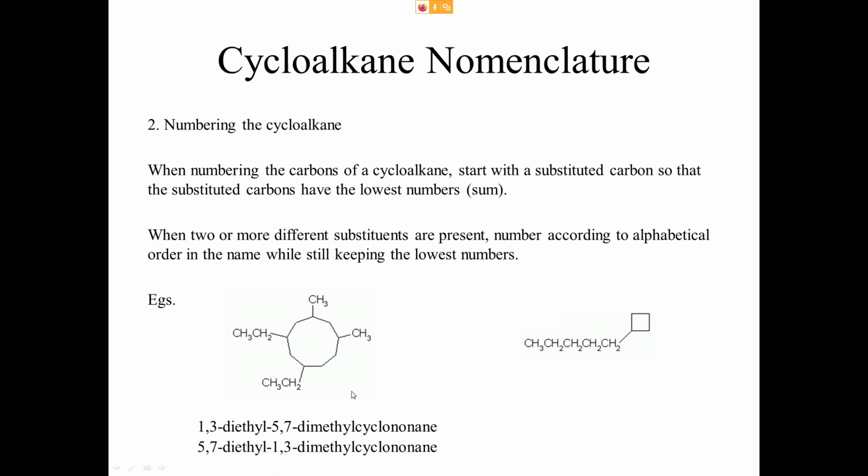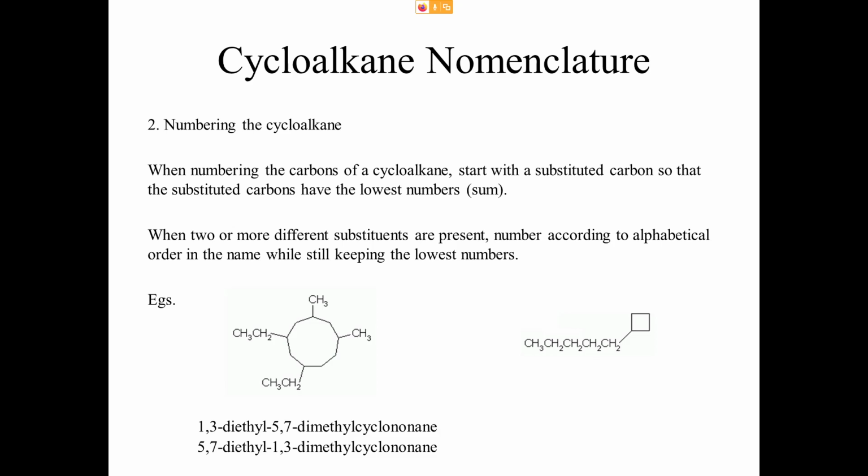Two solutions appear, and either one is the correct name. But you also notice we had to alphabetize these. And ethyl comes before methyl. I'm not alphabetizing the di's, I'm ignoring the di's, but ethyl comes before methyl. So these are the correct names for that one. Either one is correct.